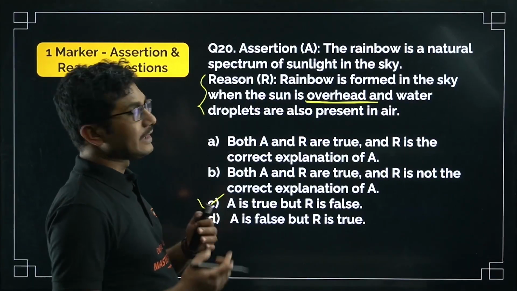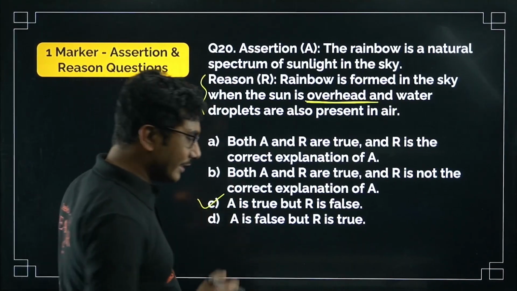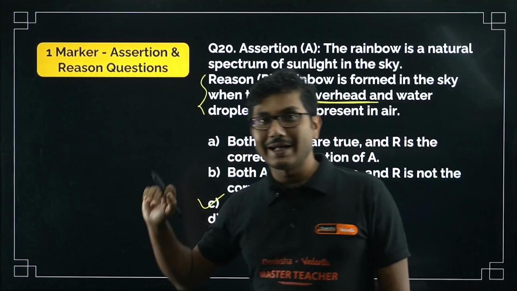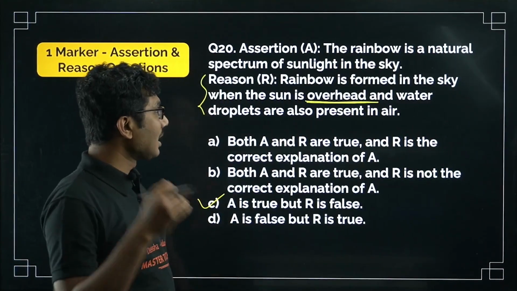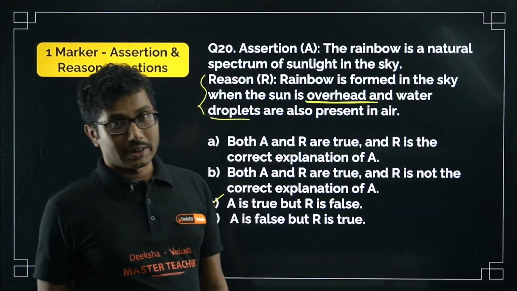So rainbow is basically the natural spectrum, which is a correct statement, but the sun need not be overhead, it has to be behind the head. The sun needs to be behind the head, and obviously water droplets are also present. The water droplet part is correct, but overhead is not correct.